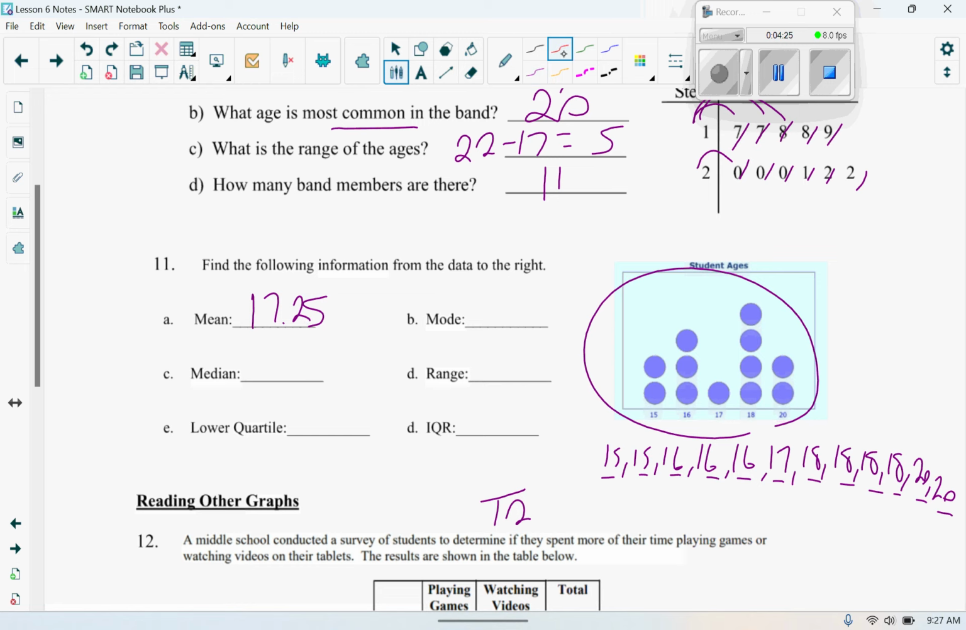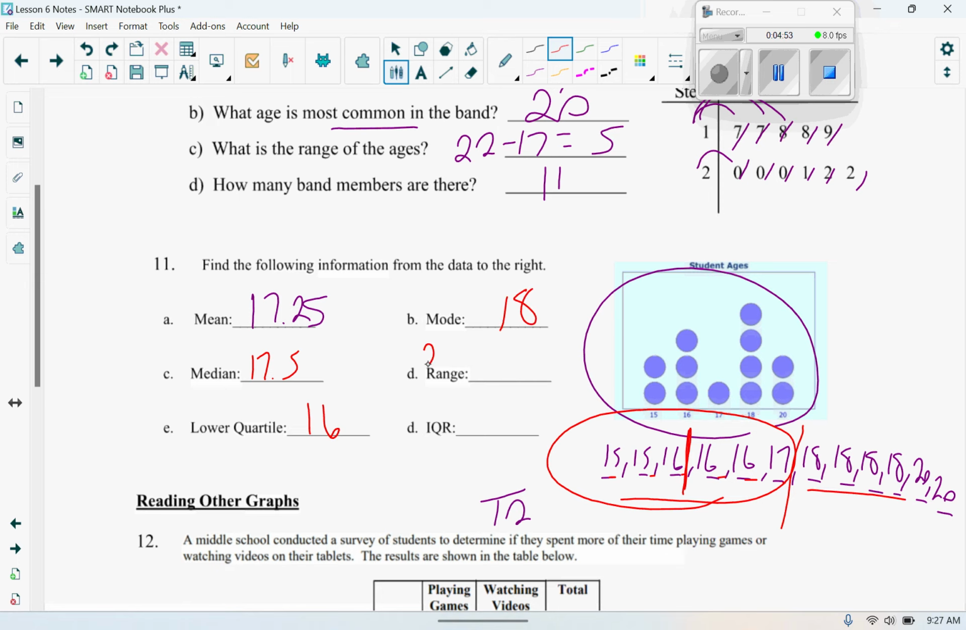The median, we're going to find the exact center. So let's see, if there's 12, 1, 2, 3, 4, 5, 6, so it's going to be in between 17 and 18. So that is 17.5. The lower quartile is the median of this lower half of the data. So between the two 16s, that's going to be 16. The mode, let's see, there's 4 18s, so that's going to be 18.